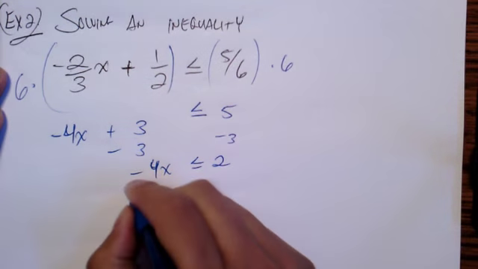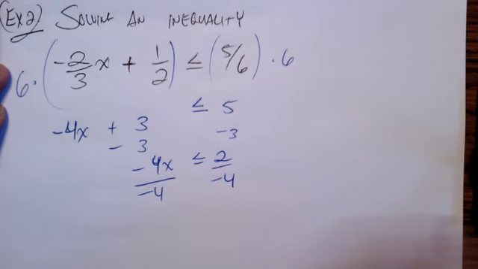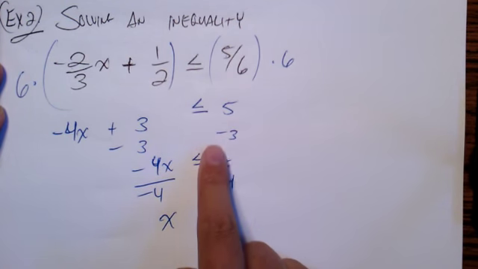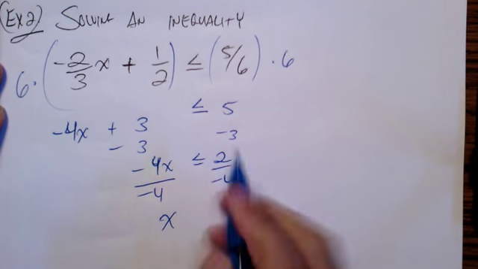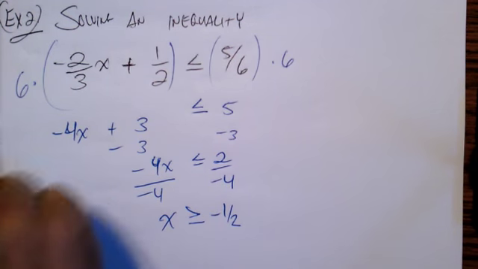Here's the thing. When you divide by negative 4, you guys already know what happens, right? Because you're too advanced. If you multiply or divide by a negative, what actually happens is that the inequality is going to flip. So instead of being less than or equal to, it's going to be greater than or equal to. And this is going to be negative 1/2 right here.